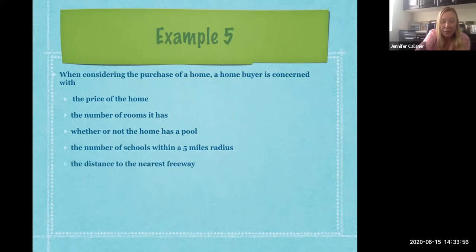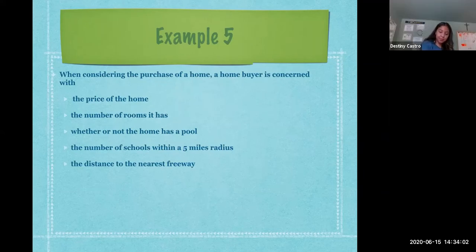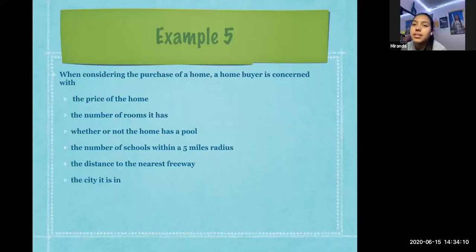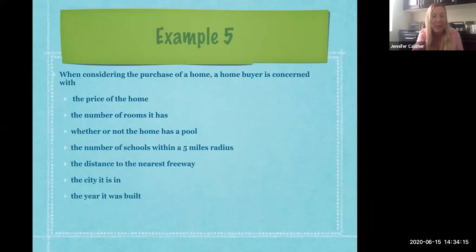Let's see, Destiny, can you read the next bullet point for me? The distance to the nearest freeway. Definitely important, when I used to be driving into work. Let's see, Miranda, what's the next one say? The city it is in. Perfect. I guess I could have read that one. I saw most of it. Let's see, Serena, what's the next bullet point? The year it was built.